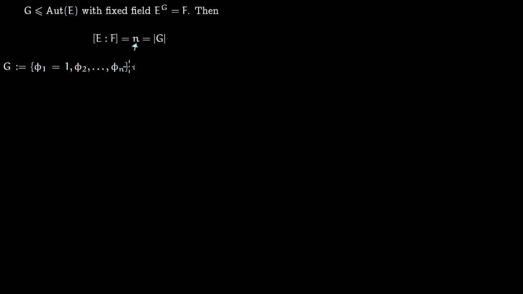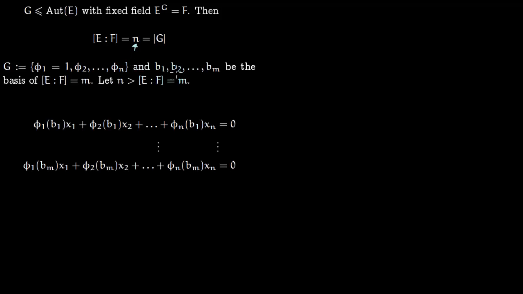So the proof is by contradiction. First we will say that the dimension of E over F is m, and say this n here is greater than the dimension of E over F, which is m. E over F equals m means that there are basis elements b1, b2, b3, b4, all the way to bm. These are the basis elements of the vector space E over F. So this m is the number of basis elements. We are saying that n, which is the size of the group phi 1 to phi n, is greater than m.